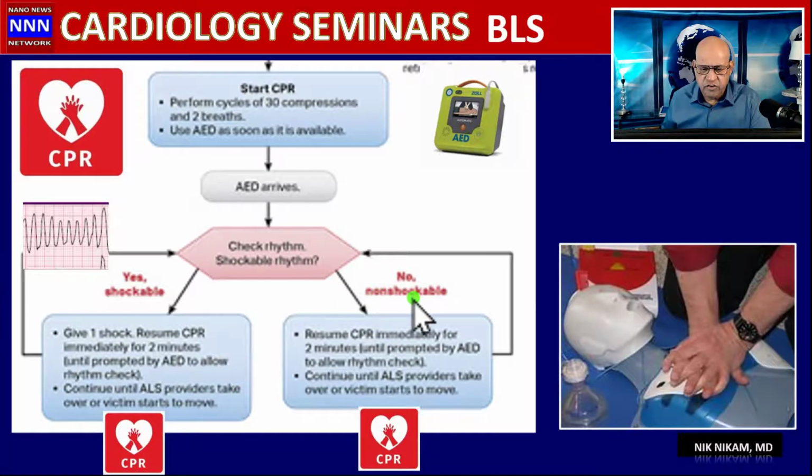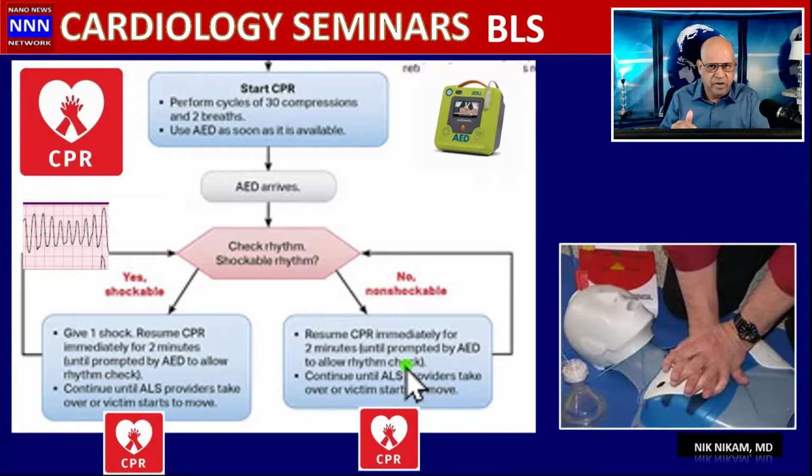If it's not a shockable rhythm, just resume CPR. 30 compressions, 2 breaths. 30 compressions, 2 breaths. So within 4 to 5 minutes, you should be able to get some extra help. So these are the basic fundamentals of BLS.